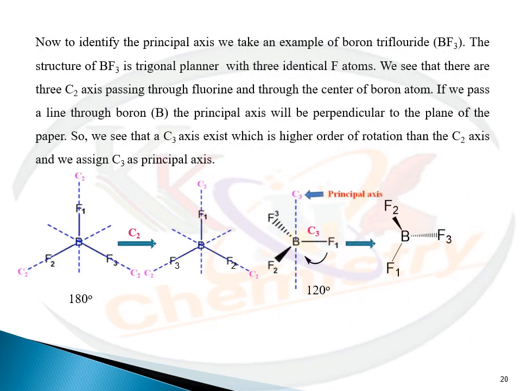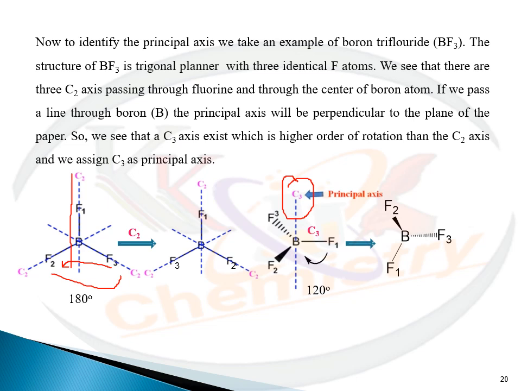Now there are two axes of rotation, C2 and C3. So which one is the principal axis? Of course C3, because it is of a higher order. This one is the principal axis of rotation. C2 means you have just flipped the molecule. If you perform C2 from here, this atom will come over here, and this will come over here, just like an exchange of atoms, right?